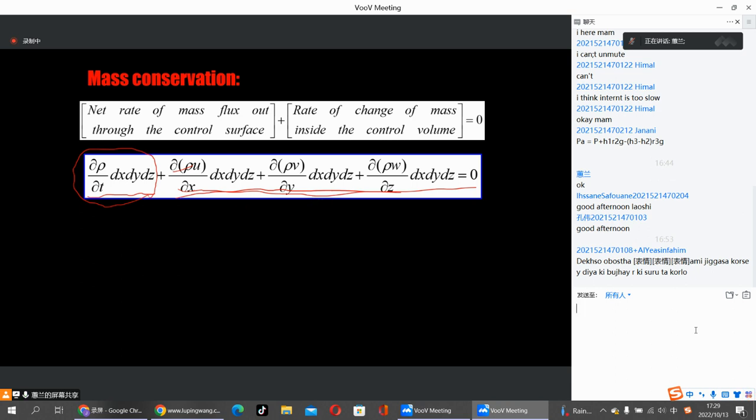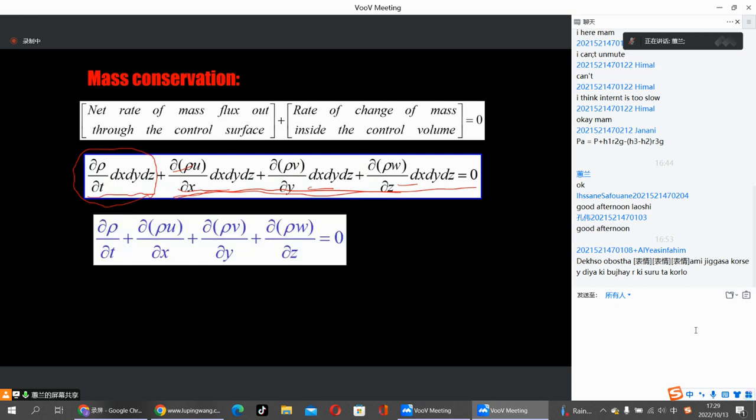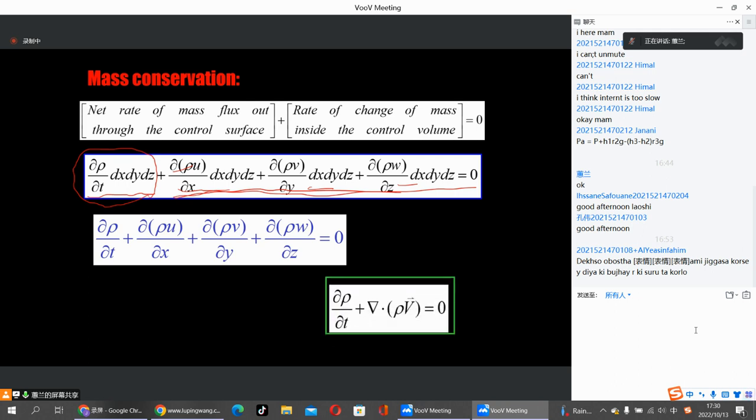This one is in the x direction, y direction. So dx, dy, dz cancel out. We got this equation. This one is called the continuity equation. This should be quite familiar. We have written this down before, or maybe we can write it this way. This is the continuity equation.